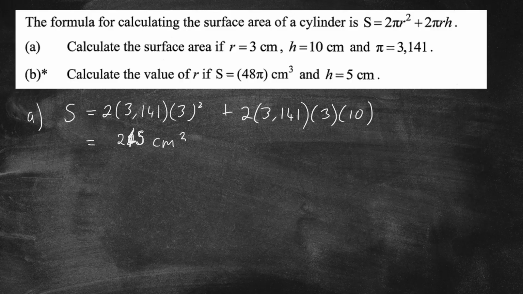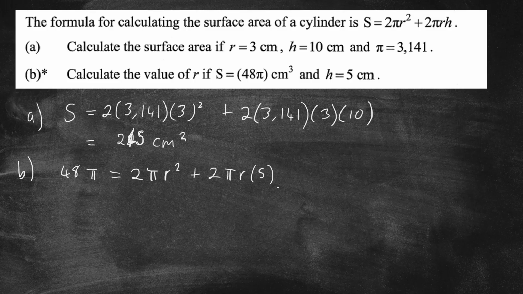Okay, so now calculate the value of r. So basically, we're given the surface area and we're given the height. Now we need to solve for the radius. So we just put in all the values that we're given. So we have that 48 pi equals 2 times pi times the radius which we want to solve, squared, and then plus 2 pi radius, and then the height is given to us as 5.